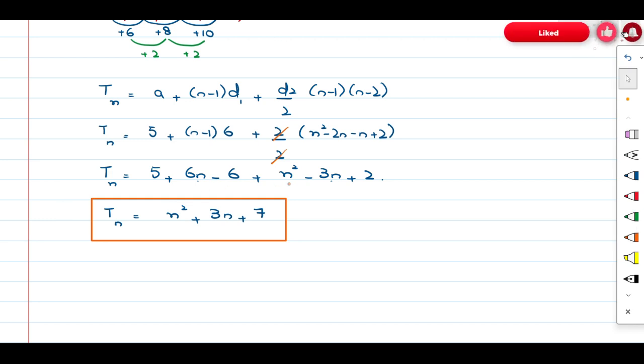Hold on a second, these two are the n terms. Then 5 plus 2 is 7, and 7 minus 6 is just 1.